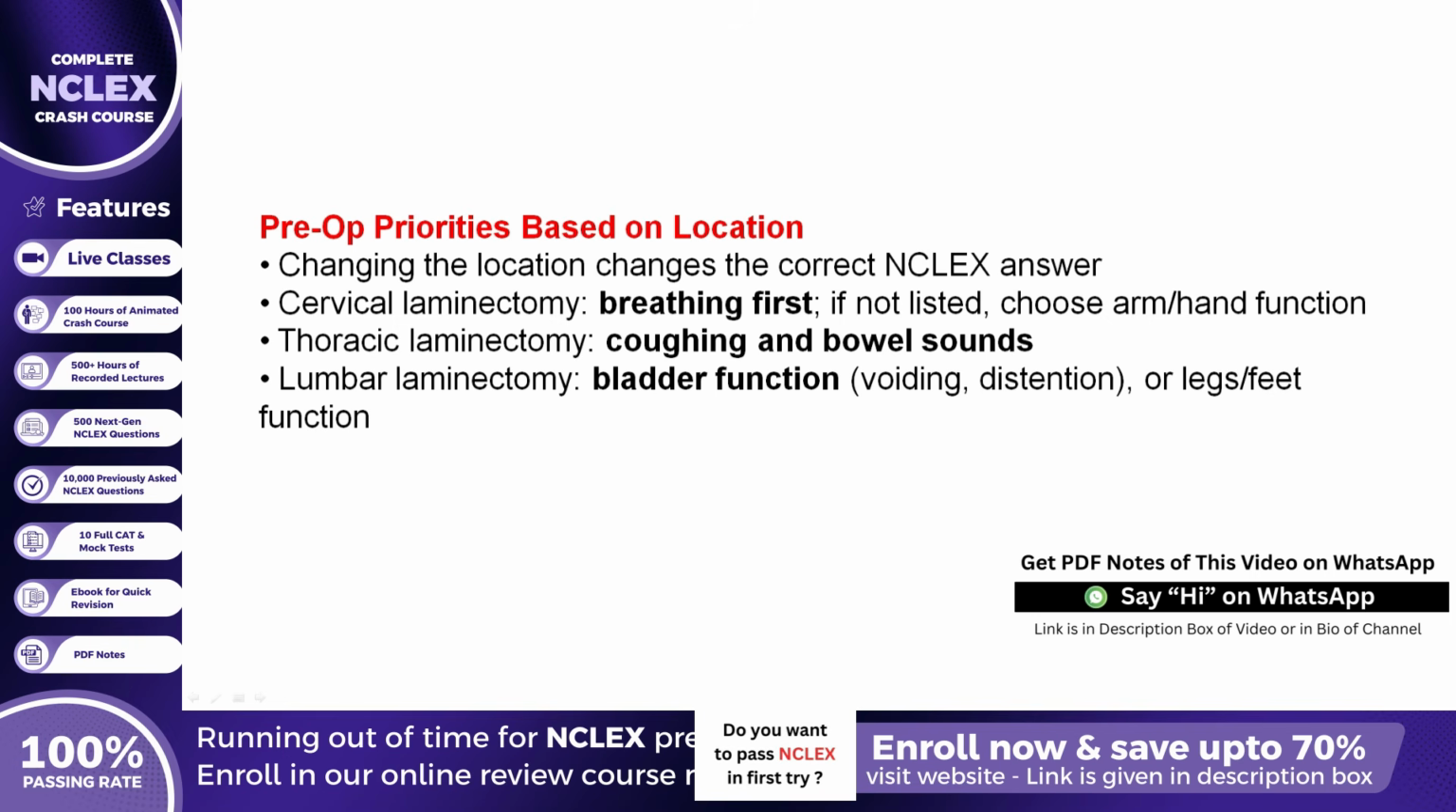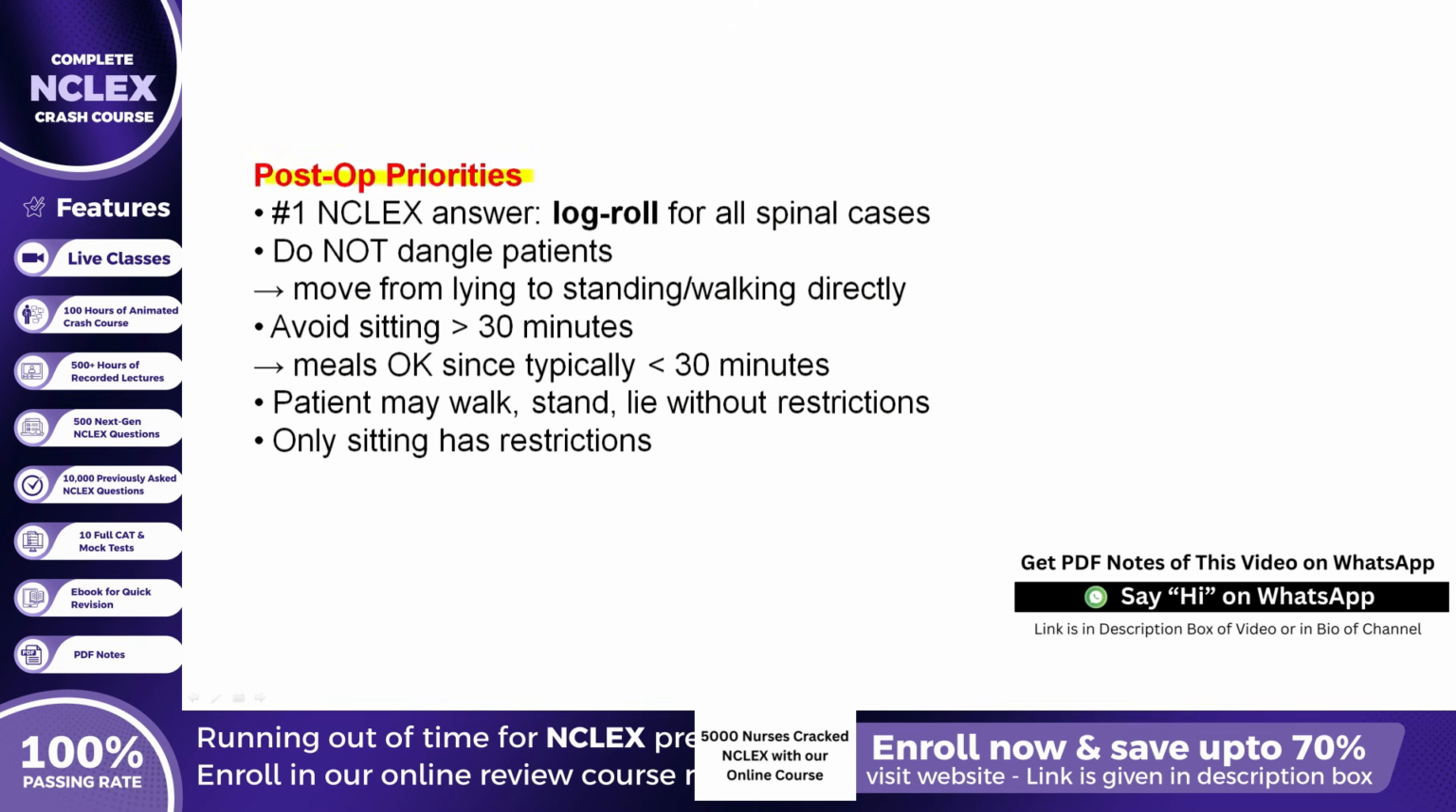For a cervical laminectomy, the priority is breathing first, and if breathing is not listed, then the correct choice involves arm or hand function. For a thoracic laminectomy, the focus shifts to coughing and assessing bowel sounds. For a lumbar laminectomy, we prioritize bladder function such as voiding or checking for distension, or we focus on legs and feet function.